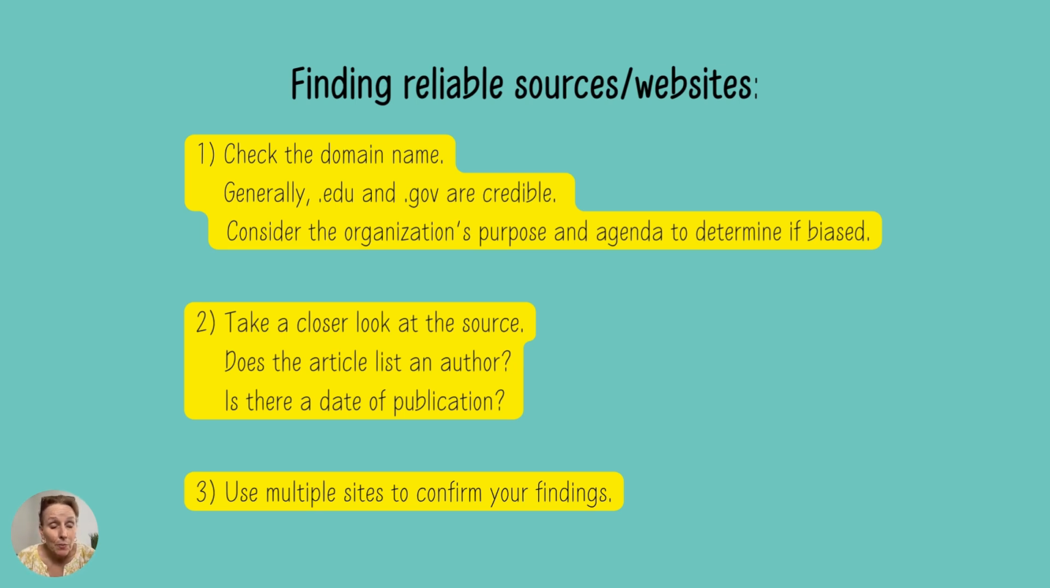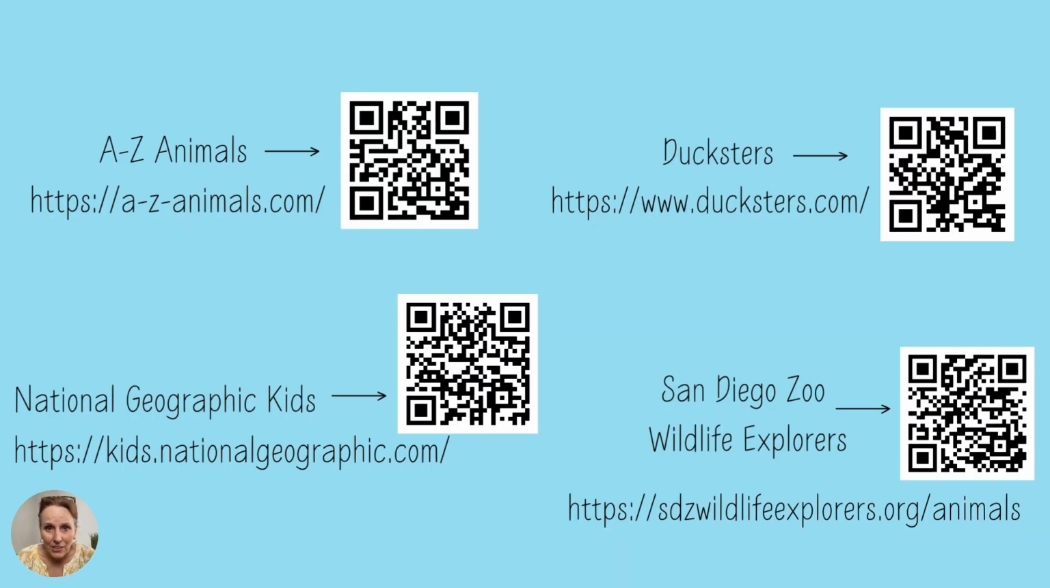I'm going to give you some websites that have most of the animals that I have given you for the list of obscure animals. So let me give that to you now. Here's the list of websites. You can use the QR code or the link that is provided. We've already used A to Z Animals. We've already used National Geographic Kids. The extra 2, Ducksters and the San Diego Zoo Wildlife Explorers, offer quite a bit of information, and they may have all the animals that you have in your classroom. I hope so. But if not, you now know how to find that reliable source.